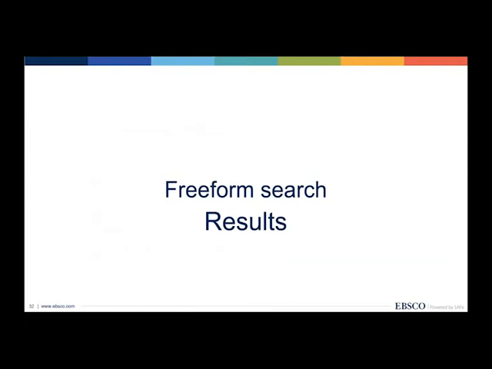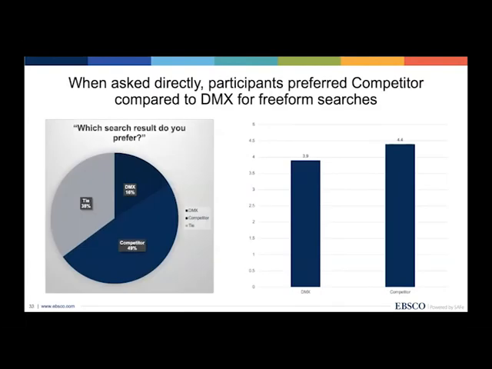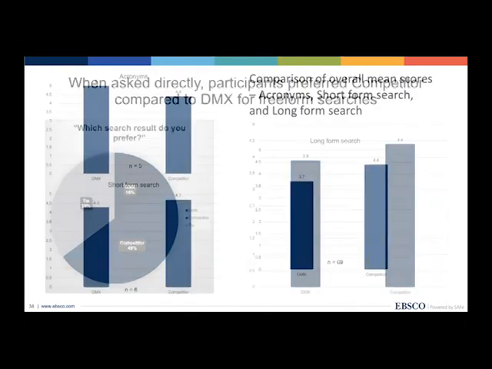For the freeform search results, when asked directly, the participants preferred the competitor compared to Dynamedics for freeform searches. The competitor was preferred 49% compared to Dynamedics' 16%, with a 35% tie. When looking at the scale, Dynamedics had an overall score of 3.9 and the competitor 4.4. That's a really great strength of the competitor product.